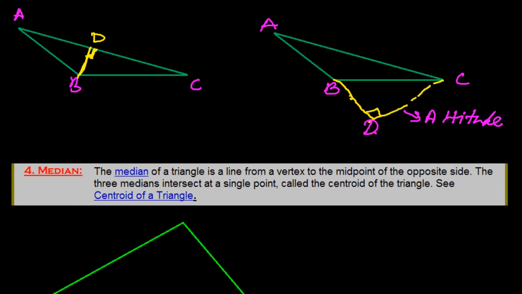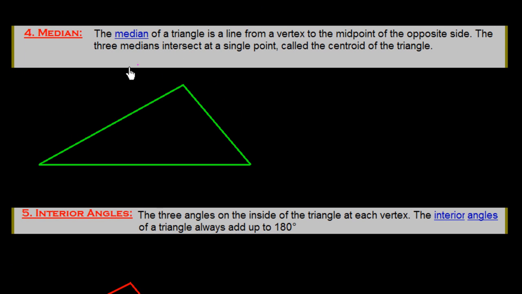Now I would like to explain about the median. Now I explain you about the fourth property, which is related to the median. The median of a triangle is a line from the vertex to the midpoint of the opposite side. The three medians intersect at a single point called the centroid of a triangle. So here first I give names to these vertices, A, B, C. These are the vertices of a triangle.